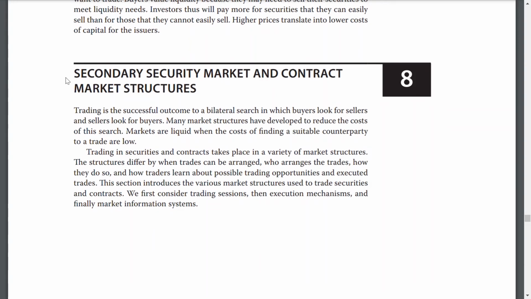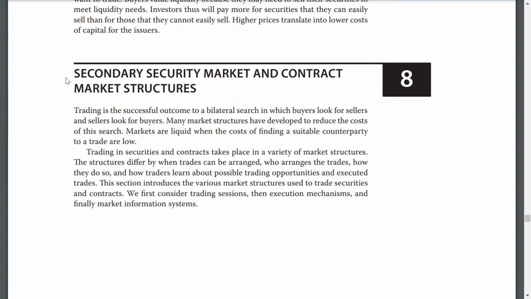Trading in the secondary market is a bilateral search in which buyers look for sellers and sellers look for buyers. Many market structures have developed to reduce the cost of the search. Markets are liquid when the costs of finding suitable counterparties to trade are low.